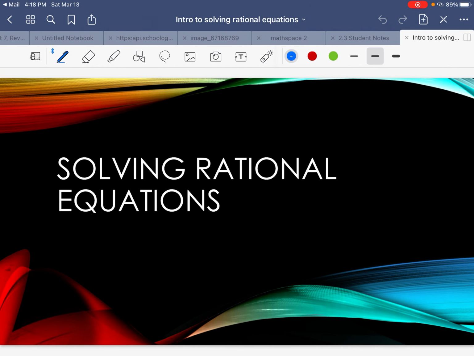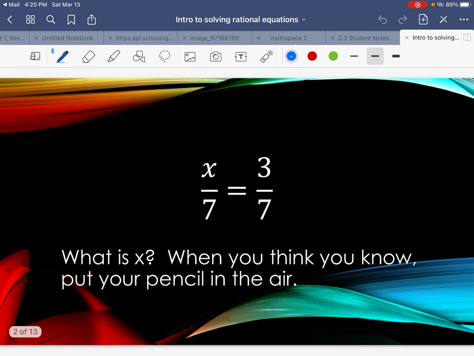All right, we're going to learn here a little bit about solving rational equations, just some basics to get you thinking about equations and what you have to do with them. So I'm not going to have you answer every slide with the question, but a few of them you're going to have to answer in an Edpuzzle and we'll check your answers. All right, so what do you think x is here?